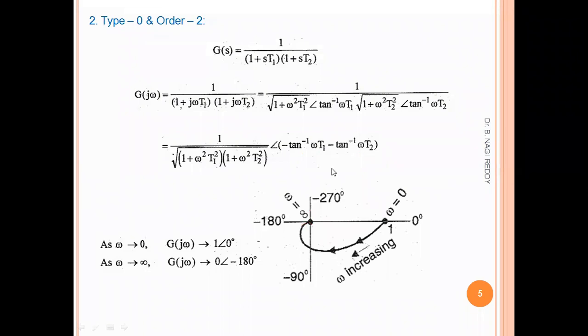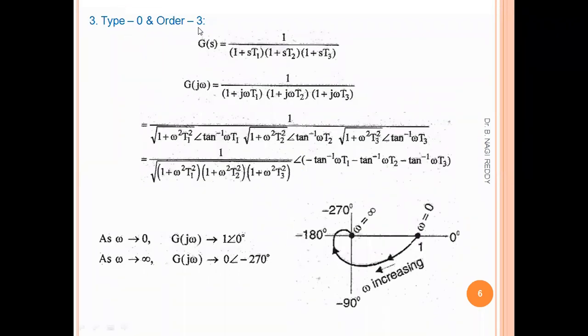Similarly, the third case, you can see a type 0 and order 3 system. You can see 3 S's are there, so S cube we will get at the maximum. So this is an order 3 system. Same, this is in the S domain. Bring it out to the frequency domain, G of j omega, and this is a complex number. Calculate the magnitude and the angles of the respective terms. You can see the magnitudes and the angles of the respective terms here. Now separate the angles and the magnitudes. These angles can be taken to the numerator, and you will get the minus signs.